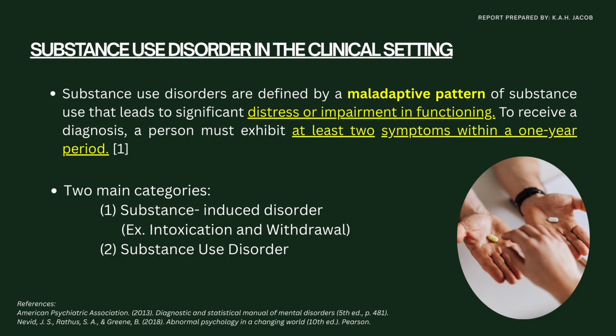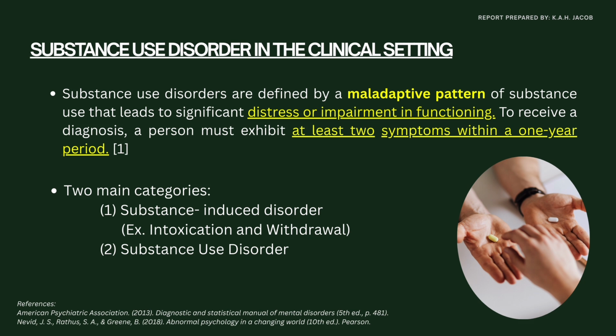Now, just to clarify, and I think that this one is important, we have to understand that not everyone who uses substances is automatically diagnosed with substance use disorder, because the DSM-5 clearly specifies that a diagnosis is made only when at least two symptoms appear within a 1 year period indicating impaired control, distress, or even dysfunction. Moving forward, DSM-5 further identifies two main categories of substance-related disorder, and that refers to substance-induced disorders and substance use disorder. Now, let's begin with substance-induced disorders.